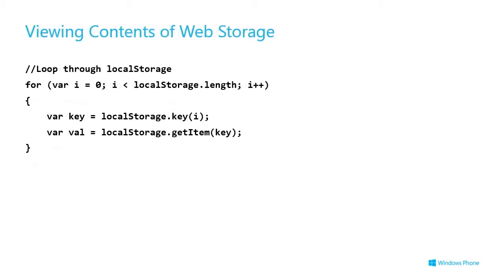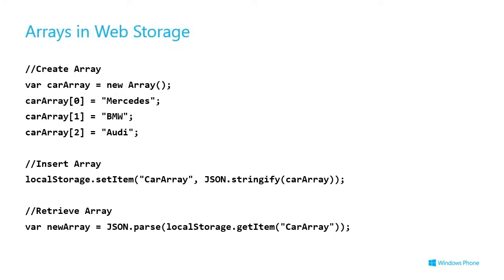And if I need to view contents of that, I can iterate through local storage, just doing a for loop, and then display those things real simply. So it's easy to access and get this data out. Oh, but there's more. It's not just simple strings or integers. I can put an array in storage. So I can have my car array and put in my Mercedes, Beamer, and Audi into an array, and then I can put that array into storage.